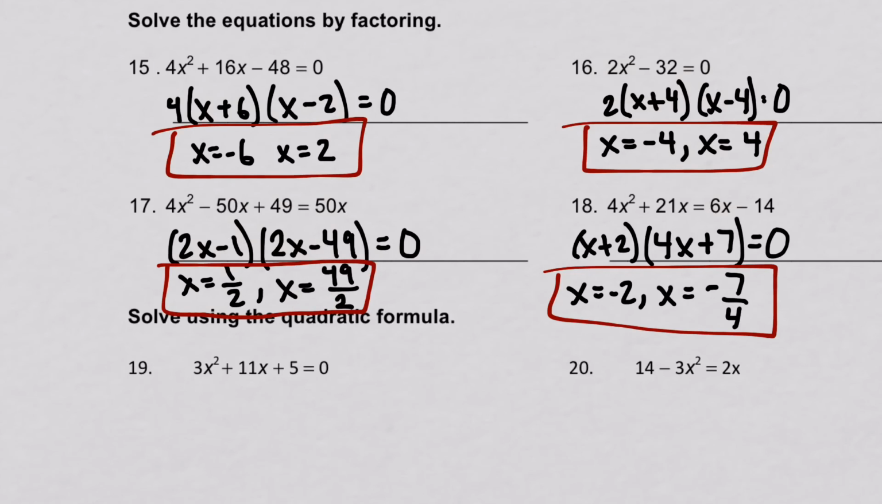And number 18, when you subtract 6x and add 14, you're going to get 4x squared plus 15x plus 14 equals 0. You factor that and you get x plus 2 times 4x plus 7. And then you solve and you get x equals negative 2 and x equals negative 7 over 4. Okay, those are your final answers for those.